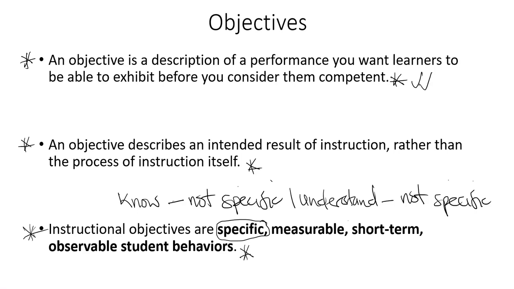Your objectives must be measurable. You need to be able to measure. How do I know that they have described something? How many questions have they answered? So really, objectives are short-term, observable student behaviors. You need to be able to observe them constructing something. You need to be able to observe them defining something. So these are the instructional objectives that you need to have at the beginning of your lesson plan.